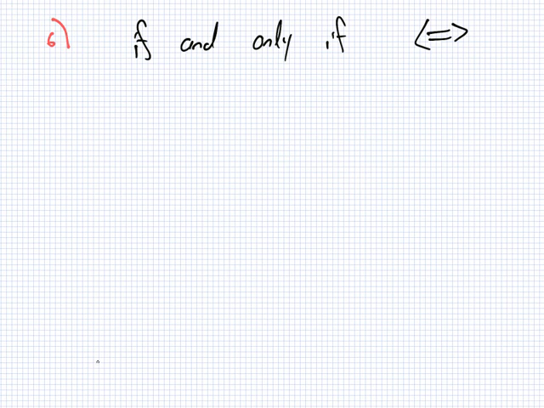Now, good news. It's if and only if. Do you see that in the question? That means you have to prove it both ways. That's what if and only if means. Do you know this expression, if and only if? If and only if means this symbol. Do you not know this?